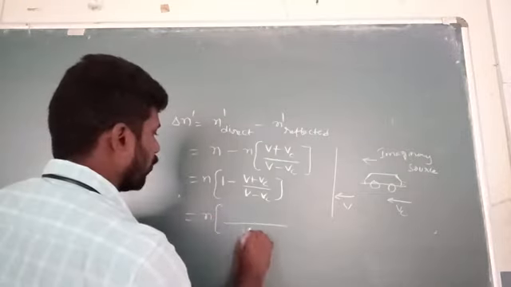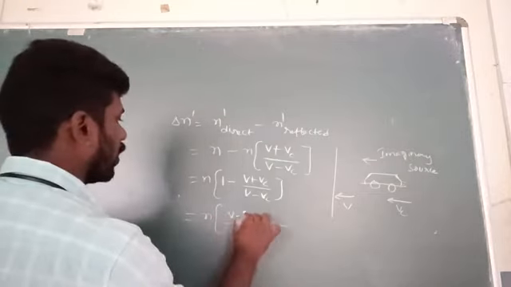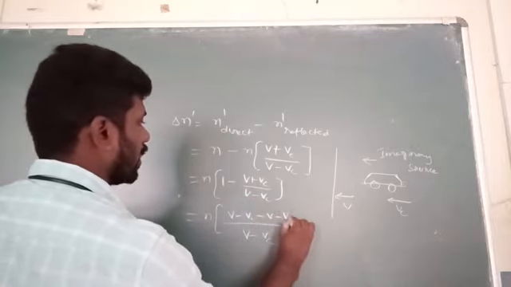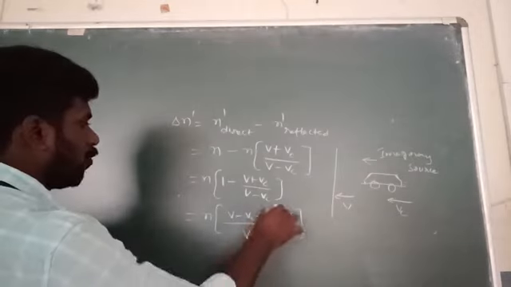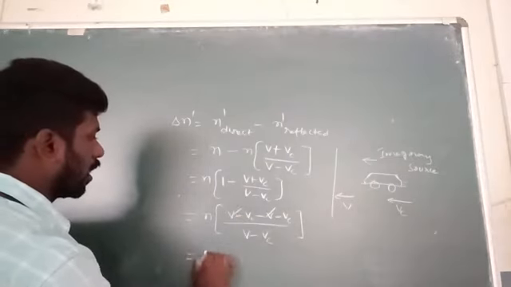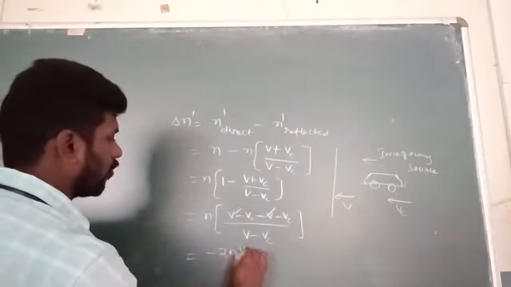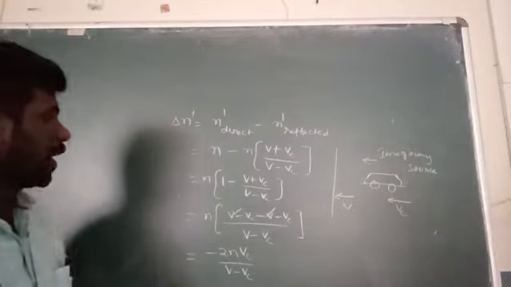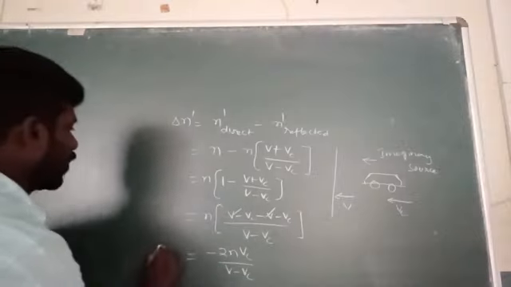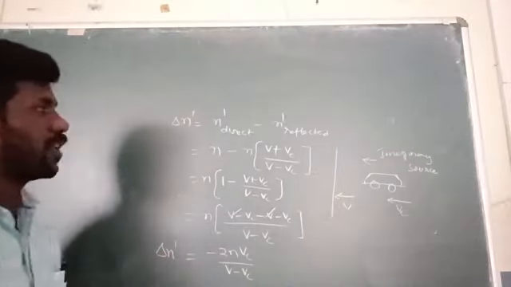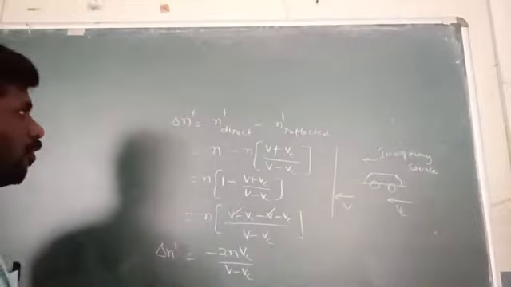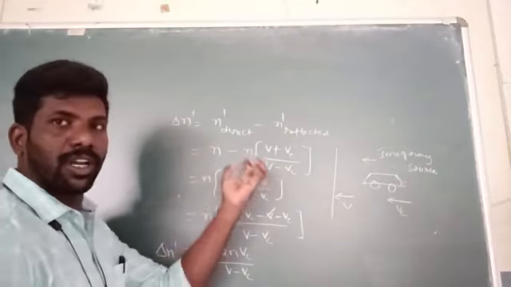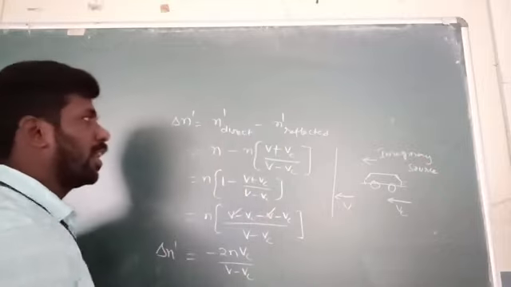Take the LCM, V minus VC. Substitute here V minus VC, multiplied with minus V minus VC. Okay. V gets cancelled. Here minus 2n VC by V minus VC. This is the condition for the change in apparent frequency. Change in apparent frequency, in this condition, where the source or observer is moving towards a stationary target.